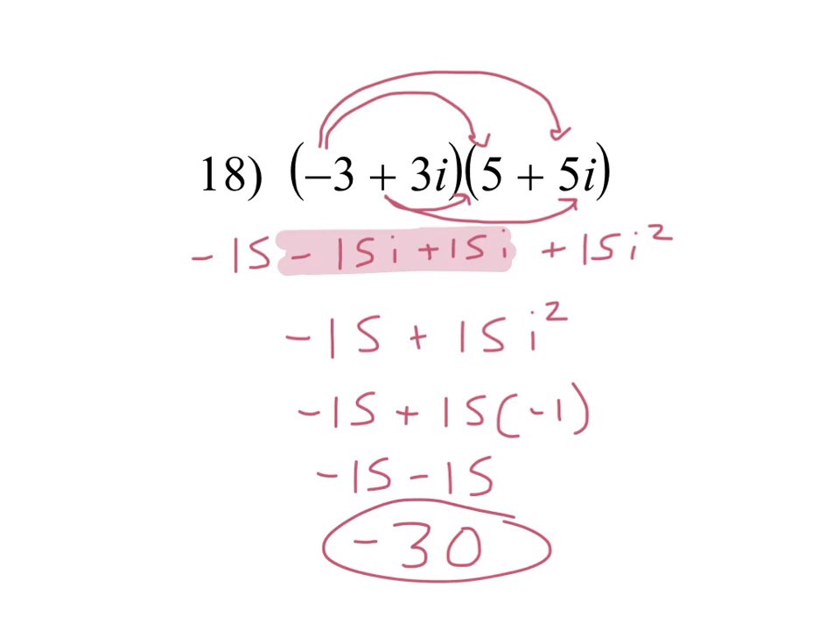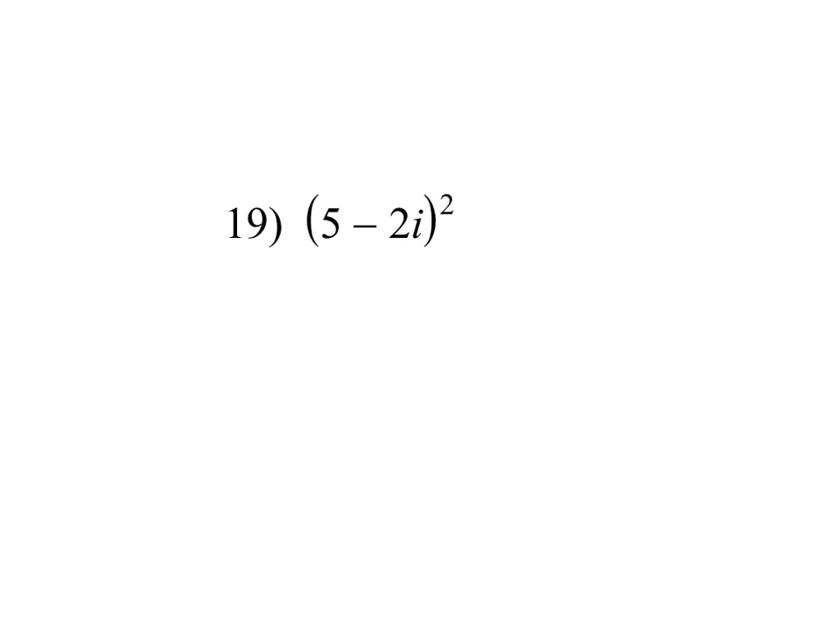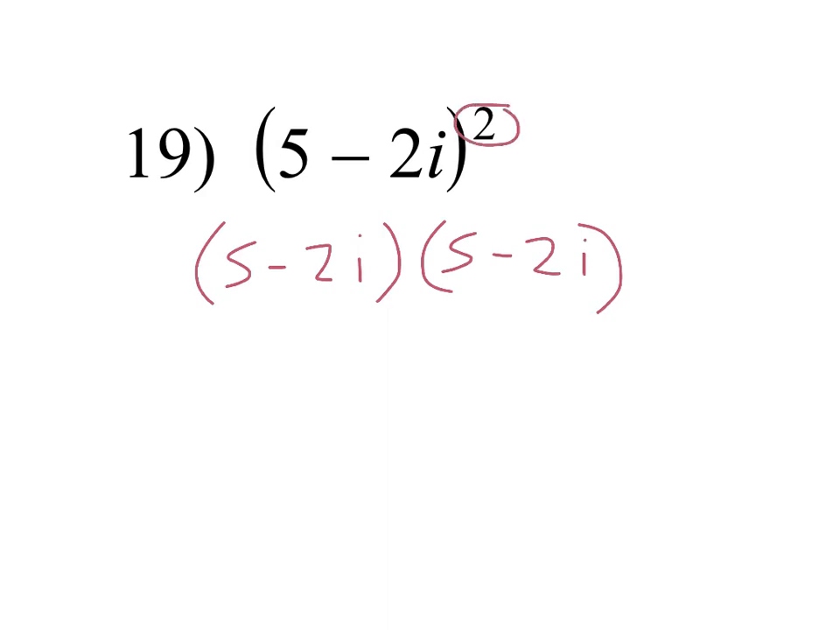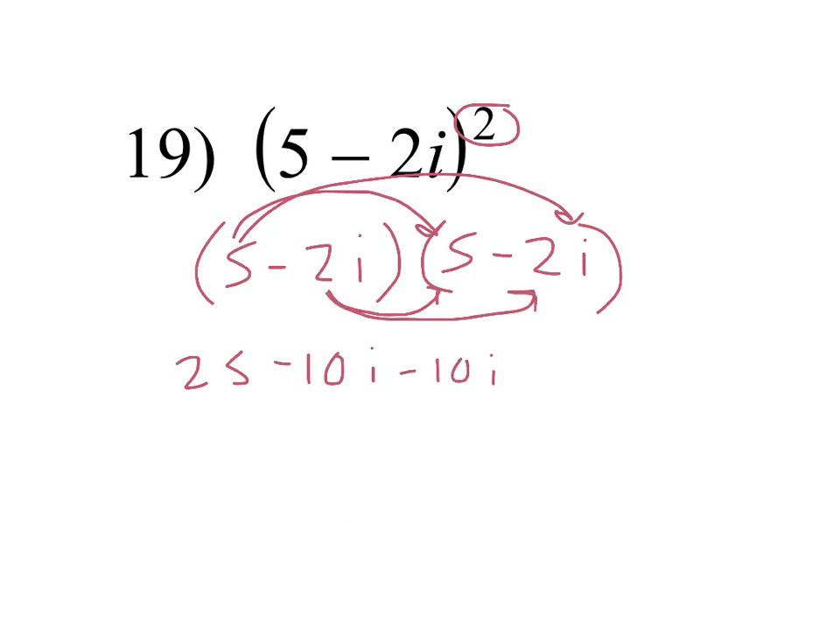Ready for the next one? Okay, 19. What do we do here? FOIL. Make two of them. So this squared means it's like writing it twice. So we just write it twice and we FOIL. So we do the first ones. Then the outsides. Then the insides. Then the last. What's negative 2i times negative 2i? Positive 4i squared.